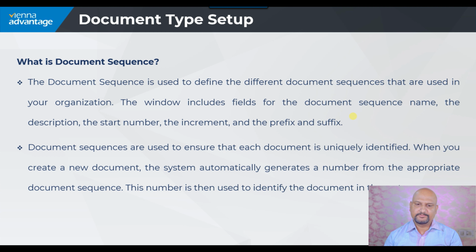When you create a new document, the system automatically generates a number from the appropriate document sequence. And this number is then used to identify the document in the VA system. So that's basically the document sequence.